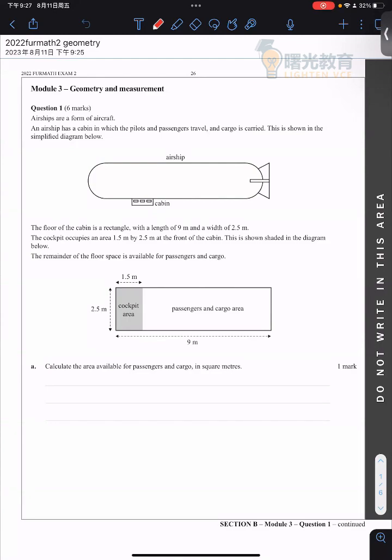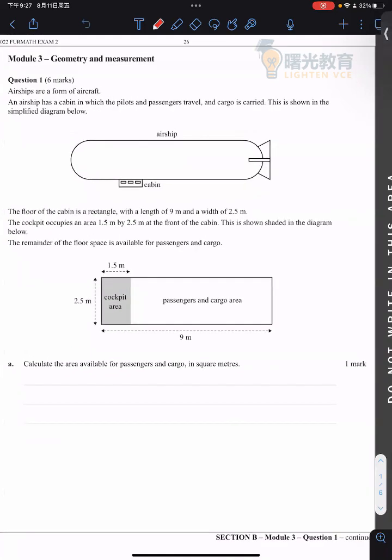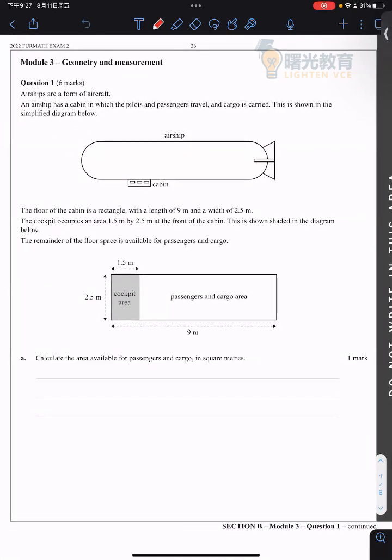Now, let's go through the questions. The first one. Airships are a form of aircraft. An airship has a cabin in which the pilots and passengers travel, and cargo is carried. This is shown in the simplified diagram below. The floor of the cabin is a rectangle with a length of 9 meters and a width of 2.5 meters. The cockpit occupies an area 1.5 meters by 2.5 meters at the front of the cabin. This is shown shaded in the diagram below. The remainder of the floor space is available for passengers and cargo.